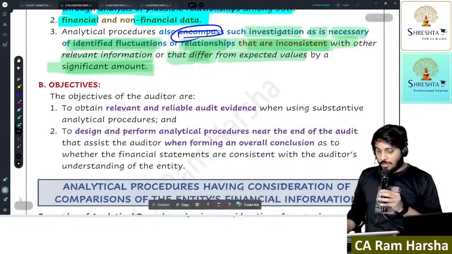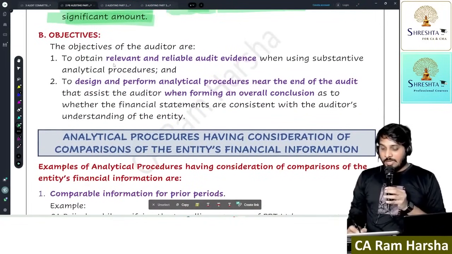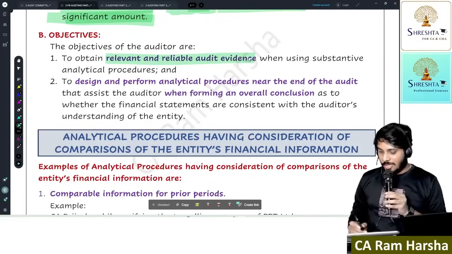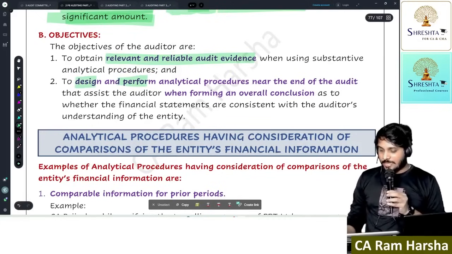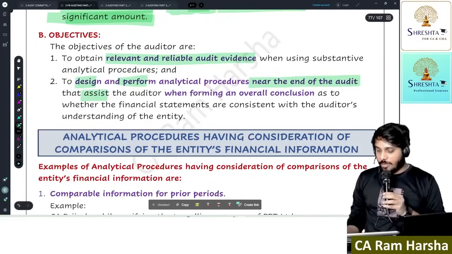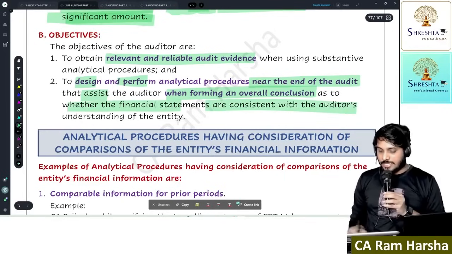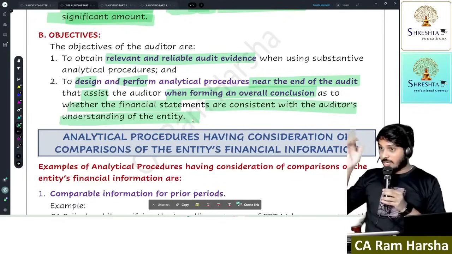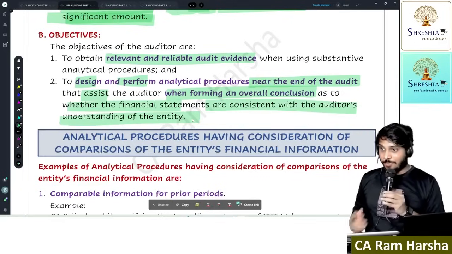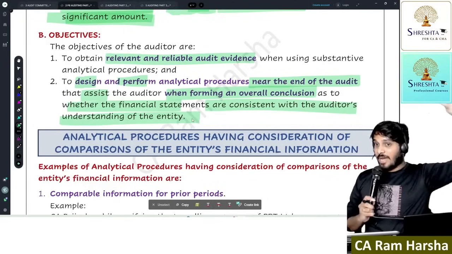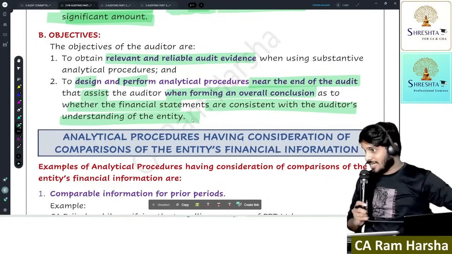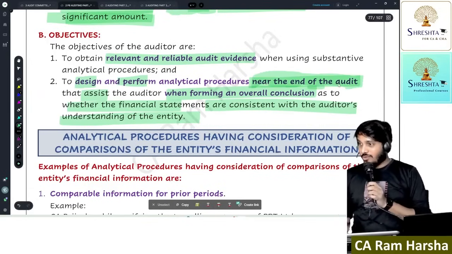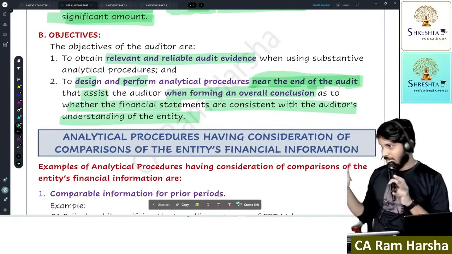Clear? Now what is the objective of audit procedure? Ultimately we want to obtain evidence through analytical procedure. So we will design and perform near the end of the audit, which helps the auditor when forming an overall conclusion as to whether financial statements are consistent with the auditor's understanding of the entity. Now I look logically at how to understand this organization, whether whatever amounts I verified match the logicality of my understanding. So that is the objective of analytical procedure. Remember, we will not only do it at the end of the audit, we will be doing analytical procedure throughout the audit.